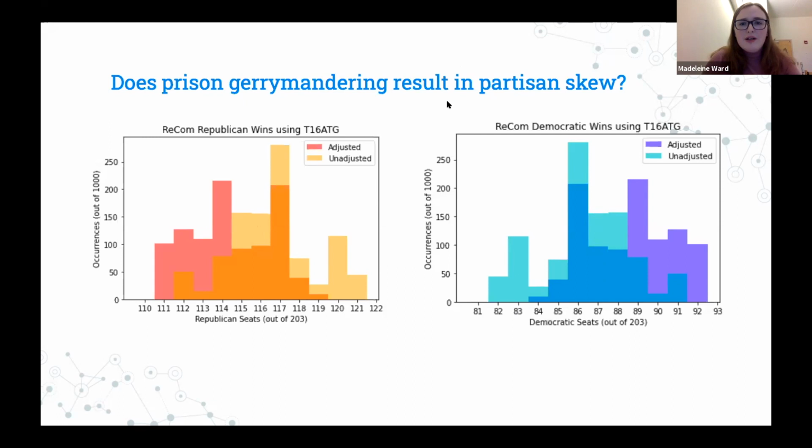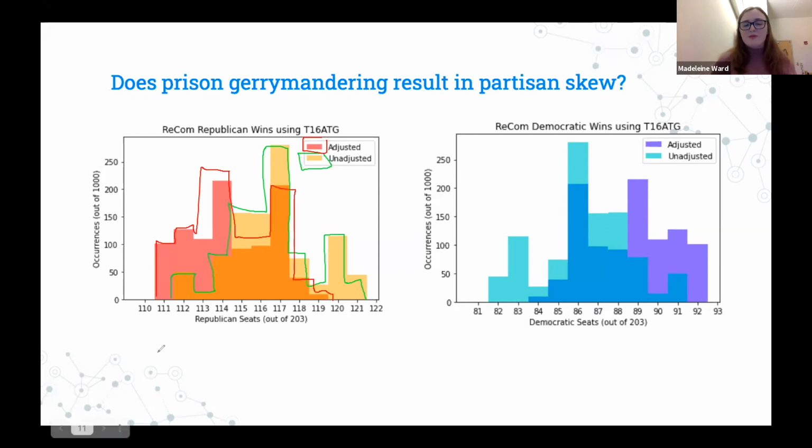And so you'll see that unadjusted population over here on the Republican side, I'm showing it as the light orange. And so that would be before we ended prison gerrymandering, hypothetically. And so this little green area that I've outlined is the total histogram of Republican wins before we ended prison gerrymandering single-handedly. And so the adjusted in the other case would be exactly the opposite. So we're counting the Republican wins out of those 203 seats. And so you see that there's less out of those 203. And so the mean's somewhere around 114 after we've adjusted. And it was somewhere around 117, 118 before we adjusted.